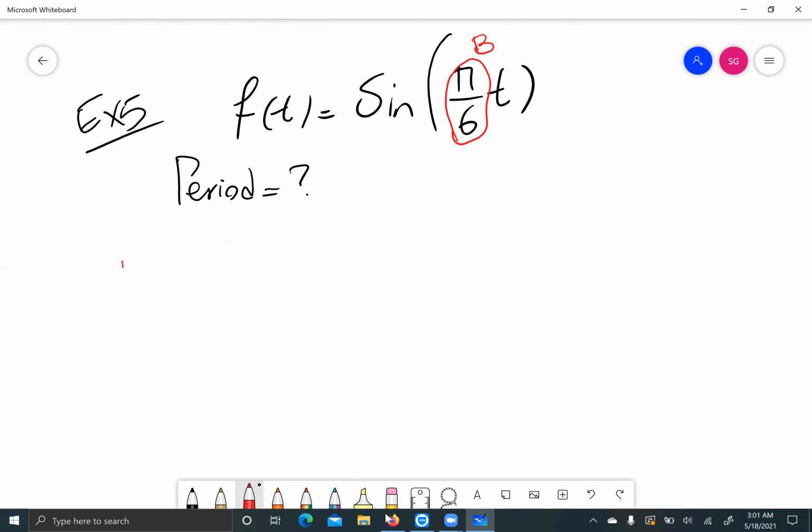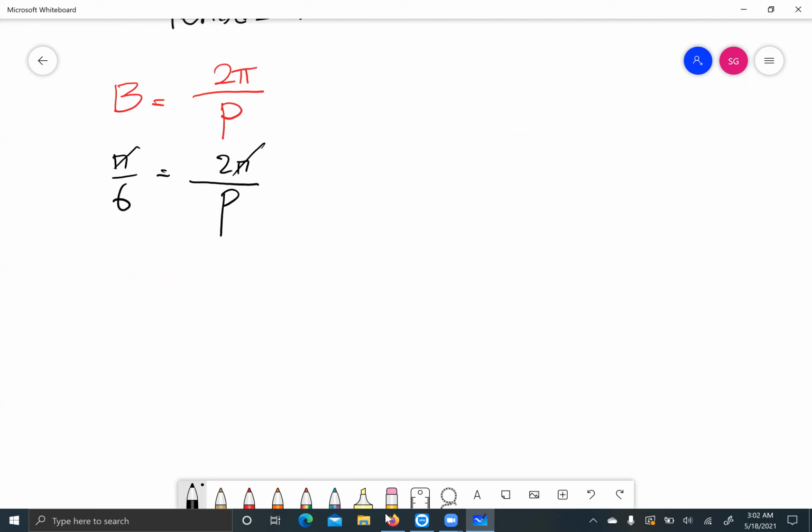So recall, what is the full rotation for sine? It's 2 pi, divided by the period. That's the relationship between the multiplier b and period. P stands for period. So let's solve it. b is pi over 6, equal to 2 pi over P. From here, we can solve for P. So P is going to be 12. That's it. Period is 12.